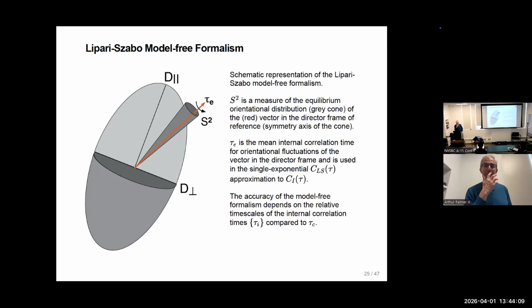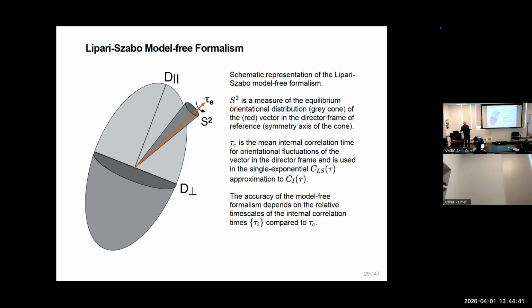So there's the picture. We have some orientation in the molecular frame, and then S squared is measuring the amplitude of the internal motion, and tau sub b is measuring the time scale of the internal motion. And this is a very simple decomposition. If you were just asking yourself, what's the simplest information I would want to know about the dynamics of some bond vector? It would be the amplitude of the motion and the time scale.